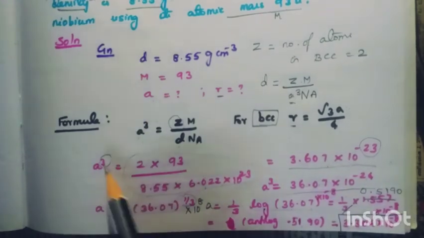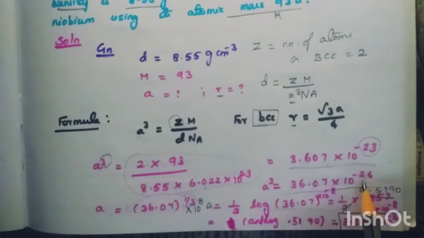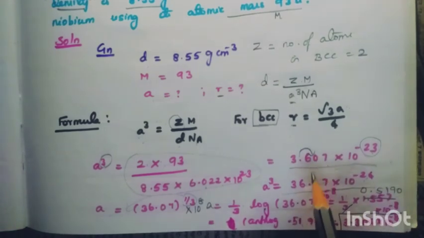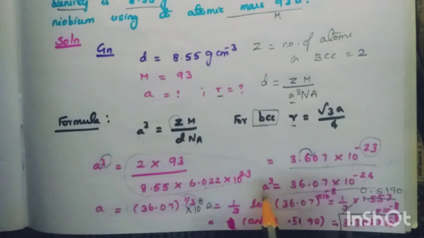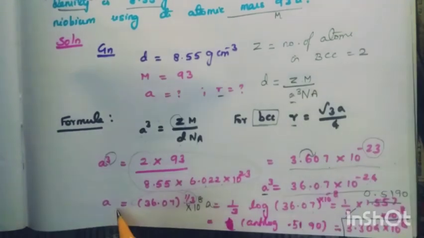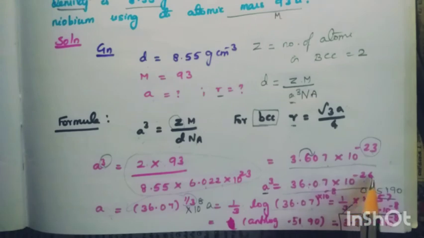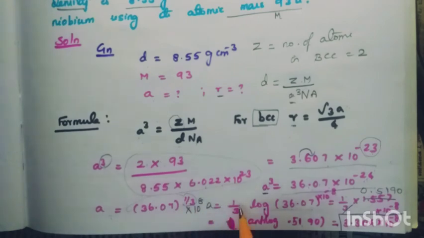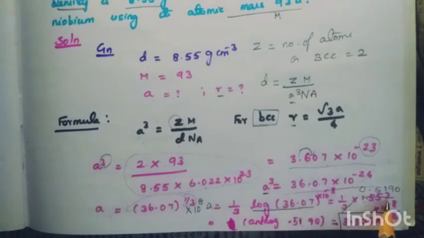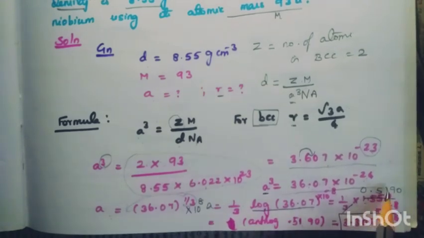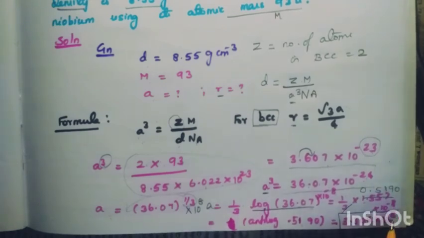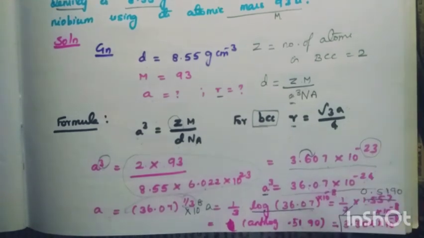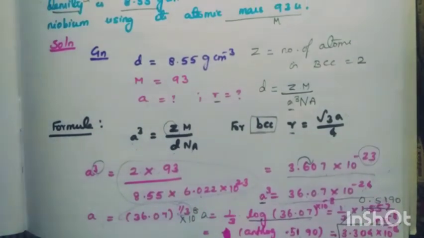This is in cube form. We can't convert this, so convert this into 24. So, remove this point here, so it becomes 36. Next, A cube is converted to A. A equal to 36.07 into 10 power minus 24, power 1 by 3, means 10 power minus 8. Here power 1 by 3. So, 1 by 3 comes here, log of this. The log of this value is 1.557. So, cancel this and find antilog for this one. The final answer is 3.304 into 10 power minus 8. This is nothing but the A value. 3.304 into 10 power minus 8 is the A value.